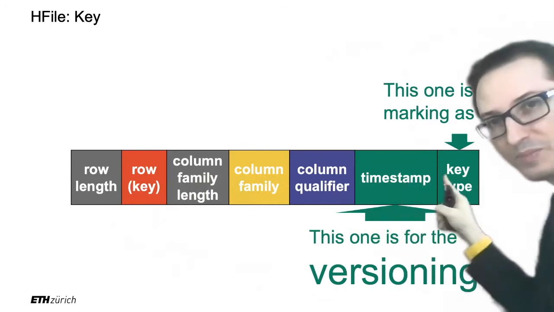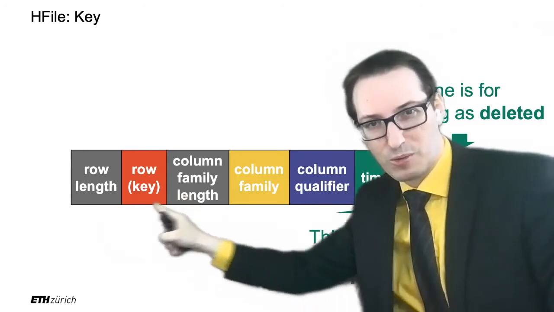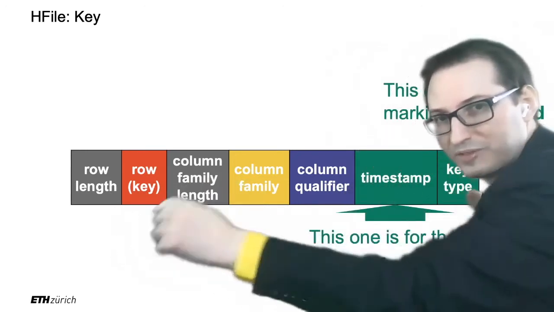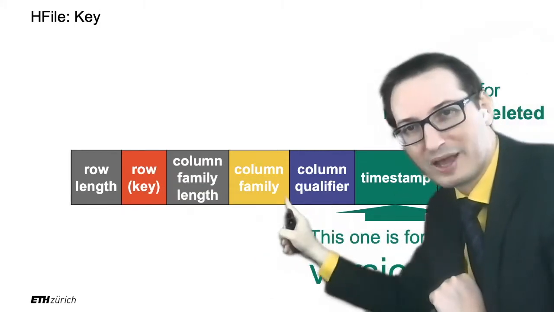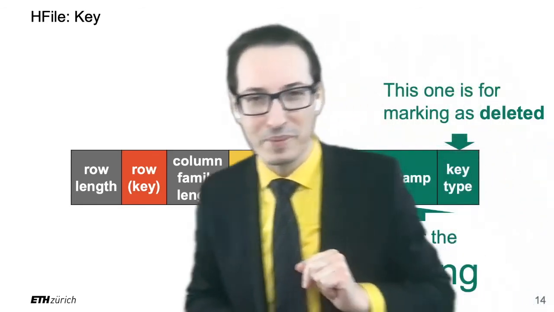This is fixed. This is fixed. We know the length here. It's always 32 bits. We know the length here. We know the length here. So if we subtract all of this, minus this, minus this, minus this, minus this, minus this, minus this, then we know the length of the column qualifier. So this is why I don't have a length right there. Any question?